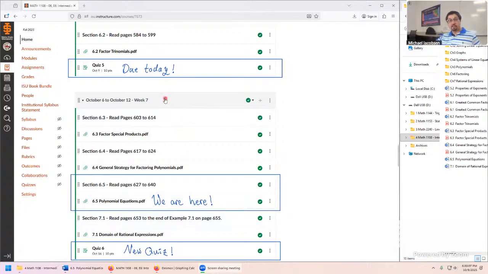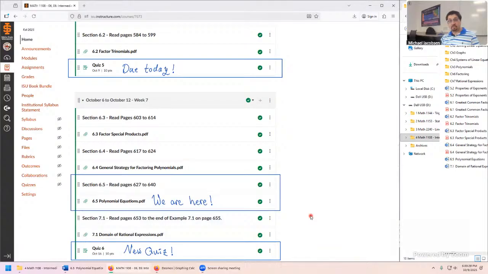We're just about ready to close out week 7. The announcements of the day are that quiz 5 is due today, and the new quiz, number 6, is posted. We're going to be working through section 6.5 on solving polynomial equations, and then making the jump into chapter 7, dealing with rational functions. So that's the plan so far for today.